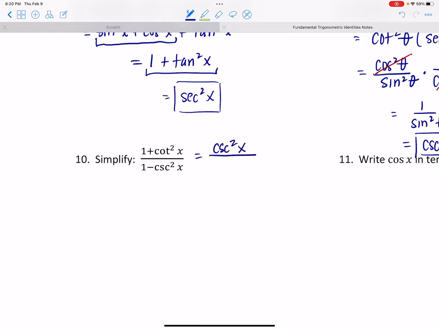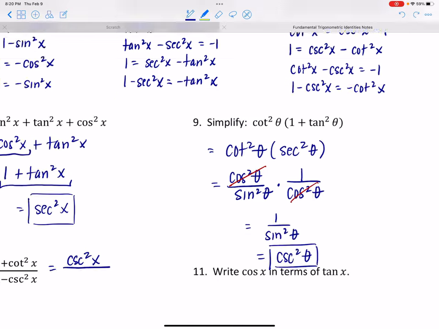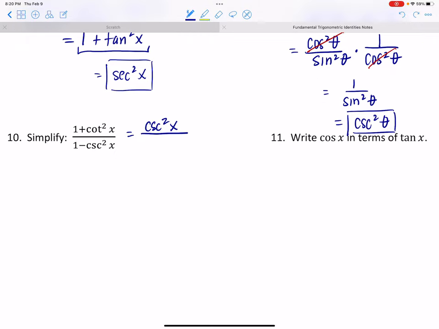The bottom, 1 minus cosecant squared, I think I saw that in here too. 1 minus cosecant squared, yeah, right here, this is one of my alternative forms. It's equal to negative cotangent squared. So I'm going to replace 1 minus cosecant squared with a negative cotangent squared x. And now again I have one of my reciprocals in the numerator, and then I have one of my quotients in the denominator, so I'm going to rewrite that.